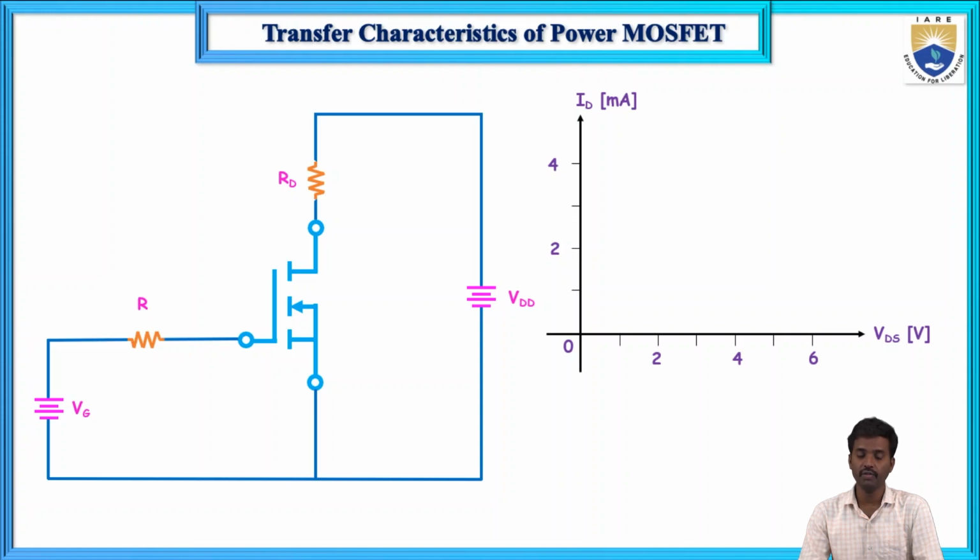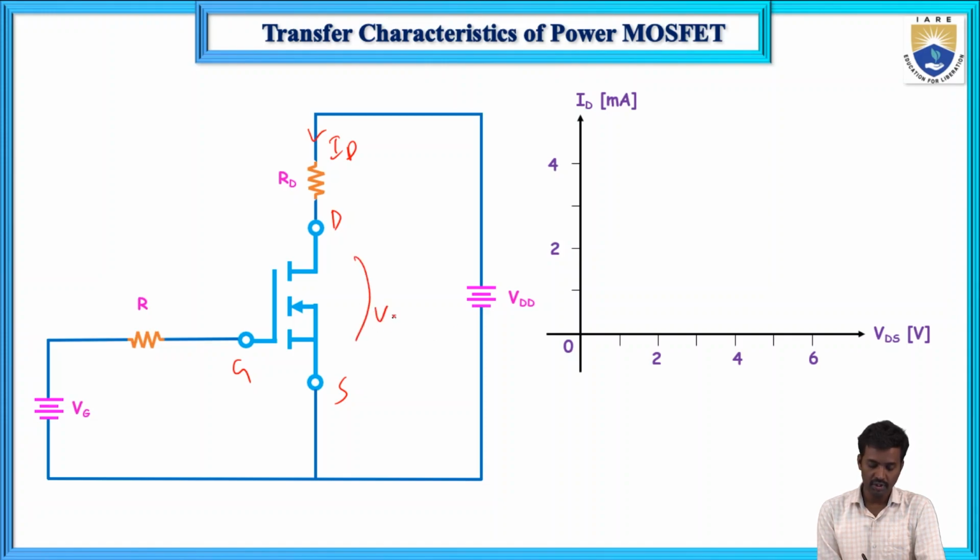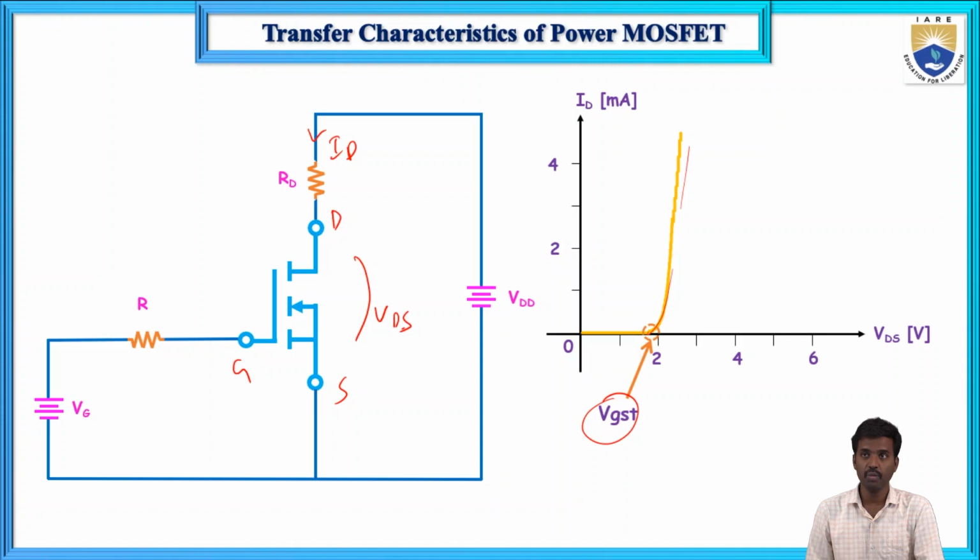Transfer characteristics are drawn between ID and VGS. This is the drain, this is the source, and this one is the gate. If you draw the graph between ID and VGS, it will take some time to charge. This voltage is VGST, the threshold value needed to charge the gate-source junction. After that the curve looks like this. These are the transfer characteristics of the power MOSFET.